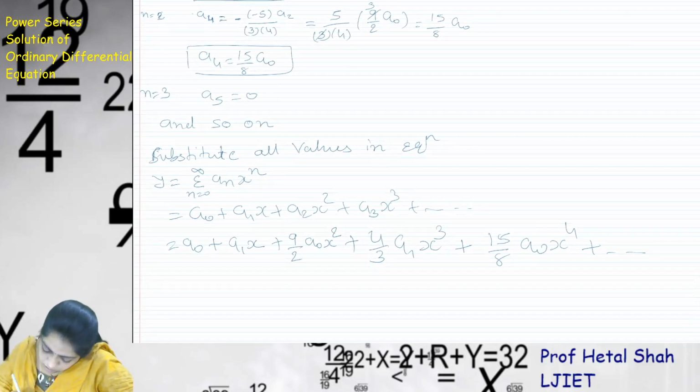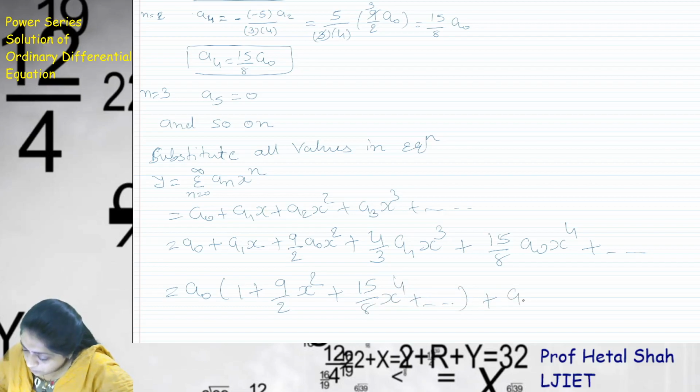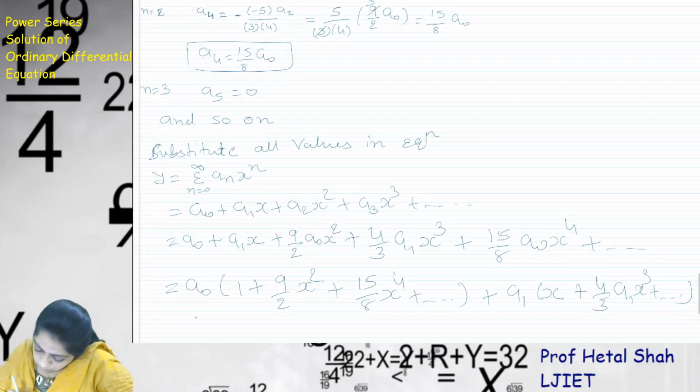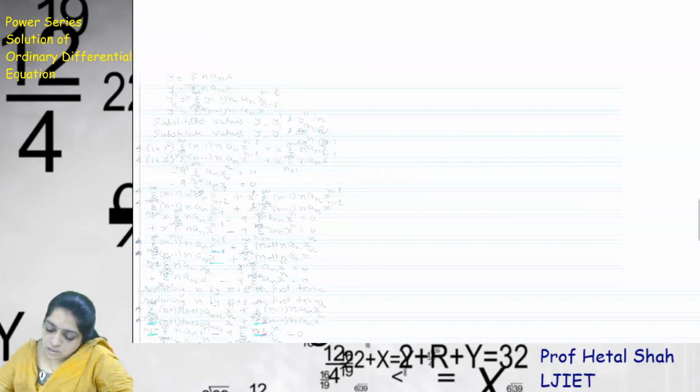Okay, students, if we take a0 common, we have 1 plus 9 by 2 x square plus 15 by 8 x raised to 4 and so on. And after taking a1 common, we have x plus 4 by 3 x cube and so on. Dear students, this is the power series solution of the given differential equation.